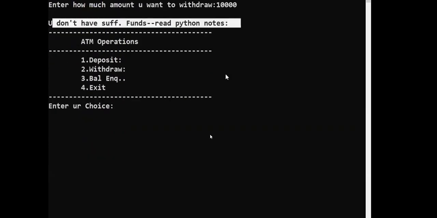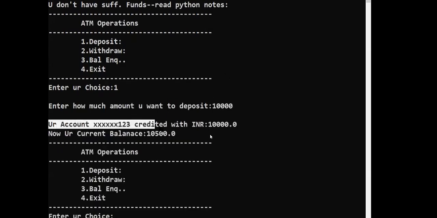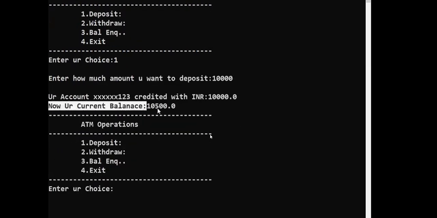Come on, next. Go for what? Deposit. First I will do a plain example, then I will go for dealing with it whatever you like. Enter how much amount you want to deposit. 10,000 I want to deposit. Your account is credited with 10,000. What is your current balance? 10,000. Just to see the example. Write fast the phone numbers. Write quickly.